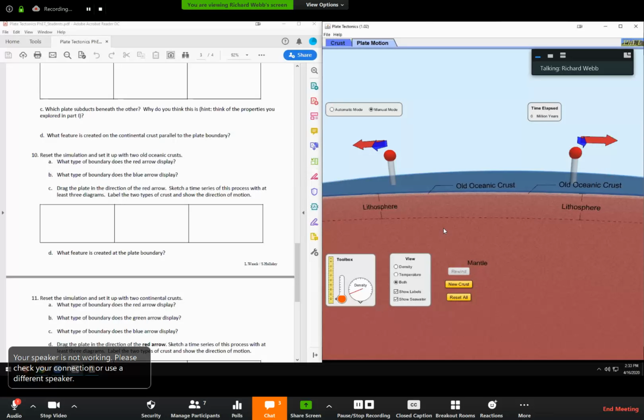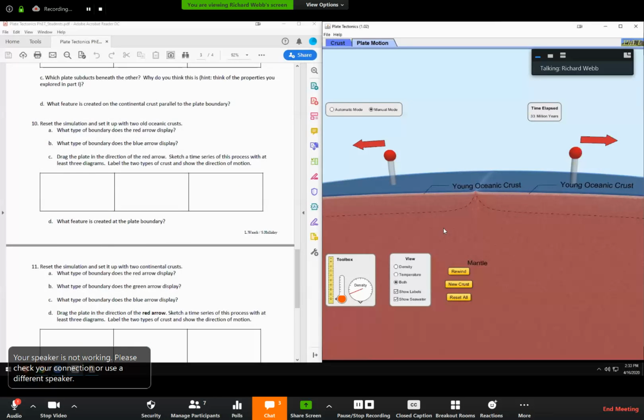So once again, you need 3 pictures. One before it starts, one after it's gone a little bit, and one after it's gone the 50 million years that it'll do. And then you answer one more question.